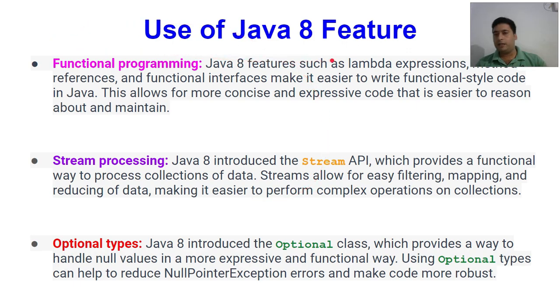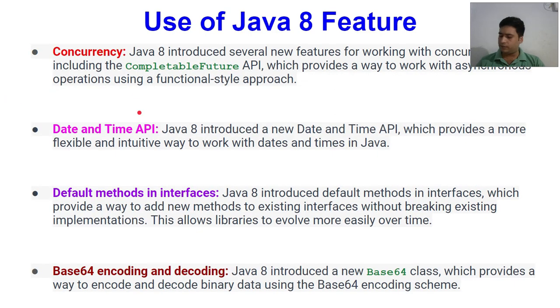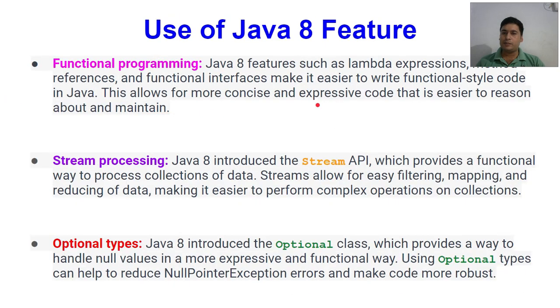For example, the interviewer will ask you, can you please tell me what the Java 8 features are? You can say: functional programming in Java 8 came with features called lambda expression, stream API, method reference, functional interface. They make it easier to write functional-style code in Java. This allows you to write more concise and expressive code that is easier to reason about and maintain. That is functional programming.